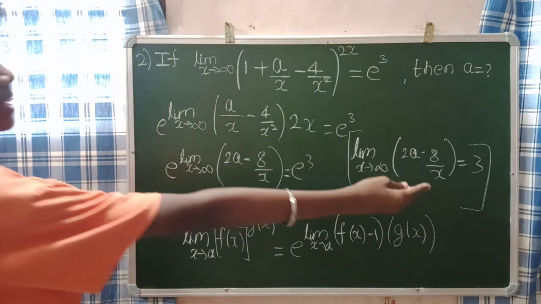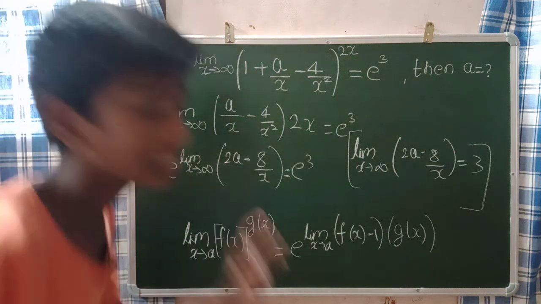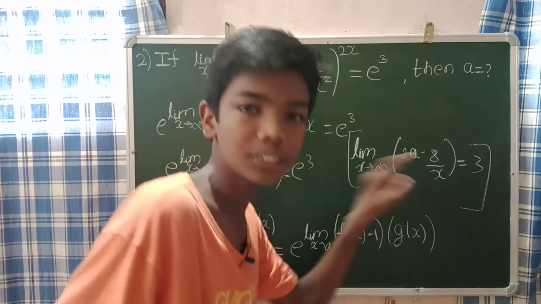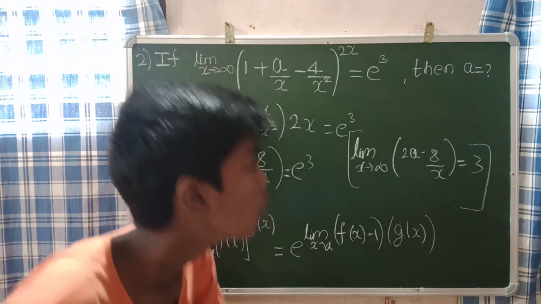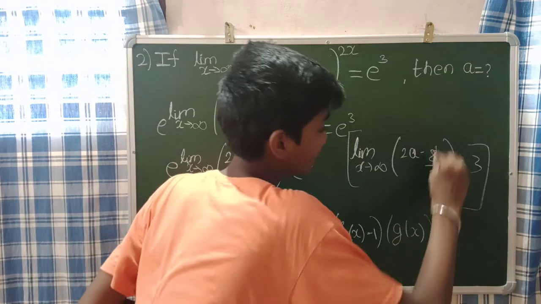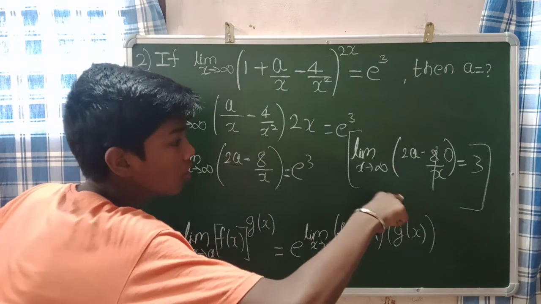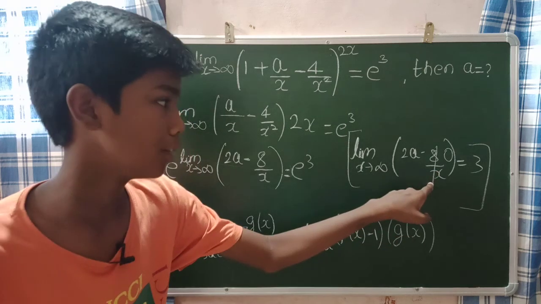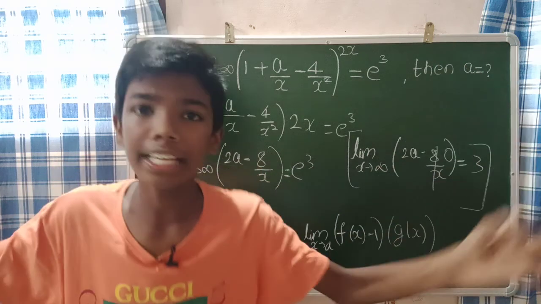So if this statement is true, then I can say that this 8 by x will be 0 when your x tends to infinity. Correct now? This 8 by x will be 0 when your x tends to infinity. So I can write it as 0. Why? Because I am having x in the denominator. 8 divided by such a large number, that means infinity, will be 0 now.